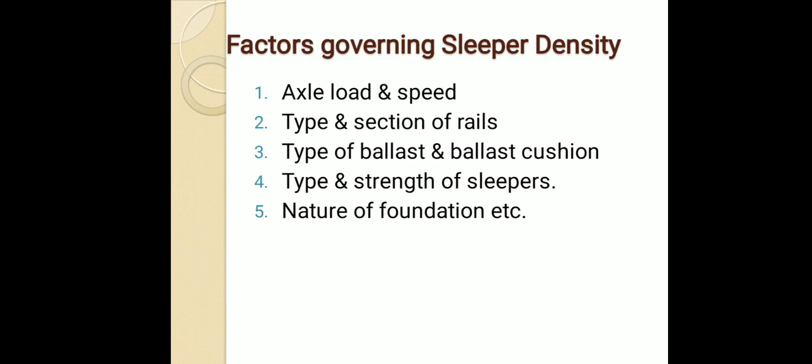Before that, we will focus on the factors governing the sleeper density. There are various factors which are considered for the sleeper density. First is the axle load and speed of the train, then the type and section of rails, as 3 types of rail sections are available. Then the type of ballast and ballast cushion used, the type and strength of sleepers, and the nature of the foundation. These are the various factors which should be considered for sleeper density.